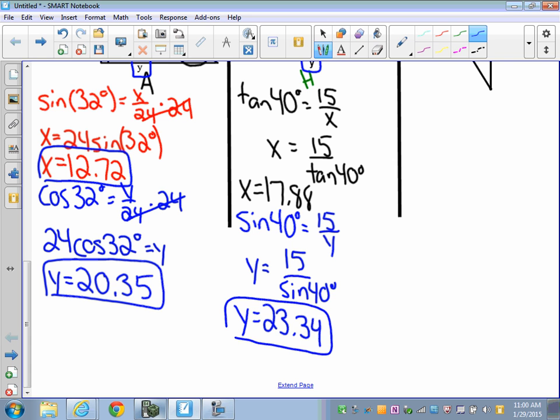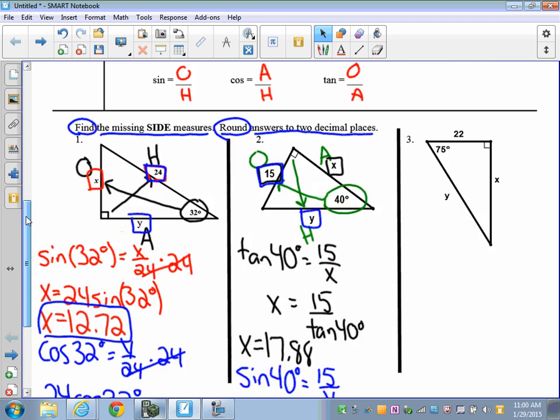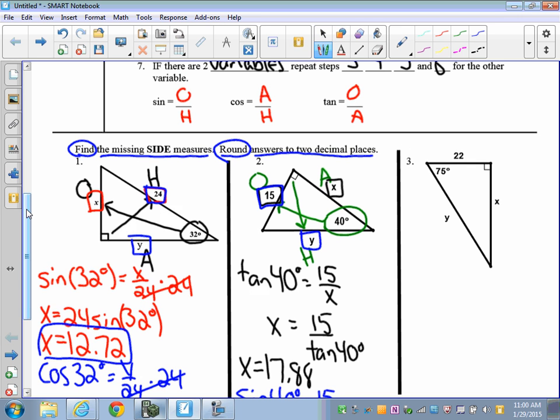I would like you to try number 3 on your own, but to do so, you need a graphing or scientific calculator. So try number 3. In the description, I will give you a link to find a calculator that can find sine, cosine, and tangent online.